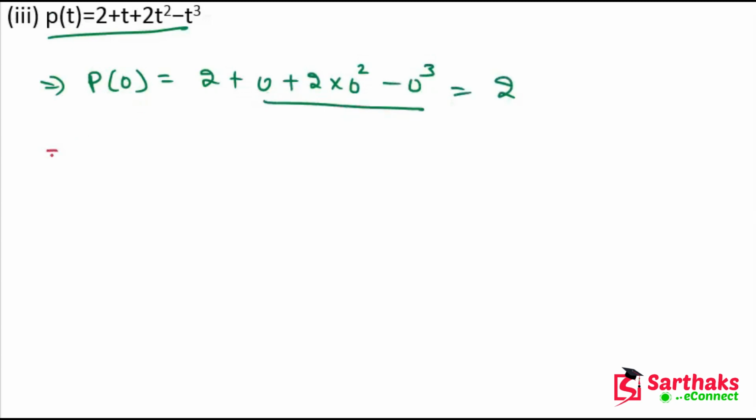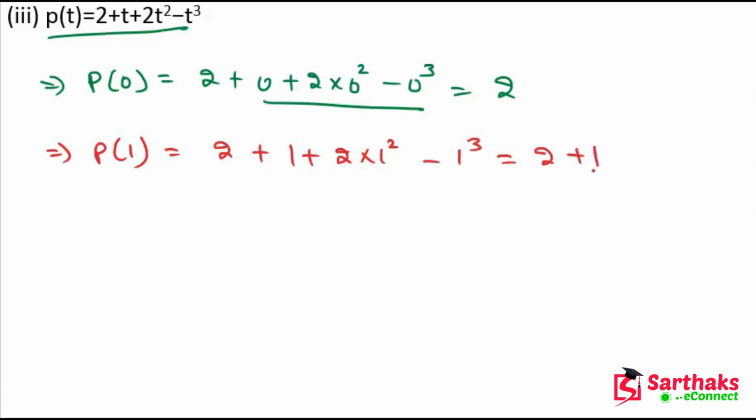Now the next is p of 1, we have to put the value of t as 1, so we get 2 plus 1 plus 2 into 1 square minus 1 cube. So from this we get 2 plus 1 plus 2 minus 1. This plus 1 and this minus 1 will be cancelled. So we get 2 plus 2, which is 4. Now we have to find p of 2.